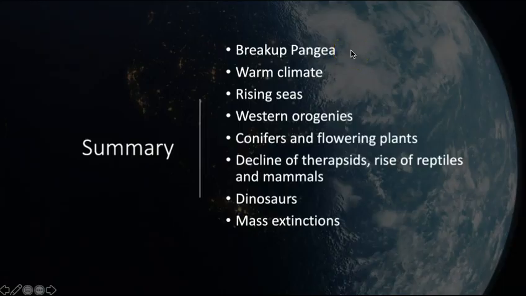In summary, the Mesozoic era saw the breakup of Pangaea and generally warm climates and rising seas. Mountain building was happening in western North America, where landscapes were dominated by conifer forests, with flowering plants beginning to take hold. It saw the decline of therapsids and the rise of reptiles and mammals. Dinosaurs ruled throughout the Jurassic and Cretaceous, until a meteorite wiped them out at the end of this exciting era.